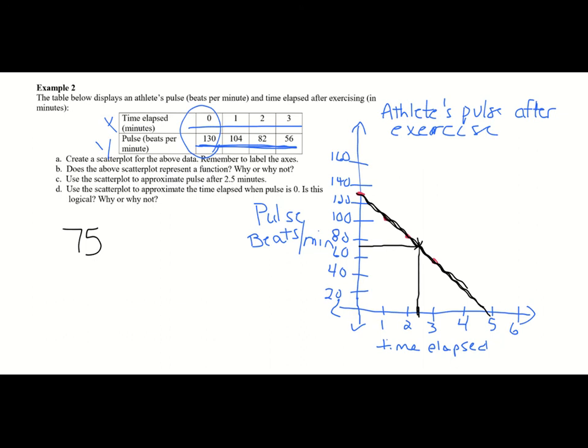You're right. So eventually, because we're dealing with an athlete's pulse, it's going to find a spot where it's going to level off. It's not going to go any lower. You're going to reach your resting heart rate. So it would never equal 0 unless they were in a lot of trouble. So it's not logical for this graph because of what we're talking about. For other things, it might be, but not for this.